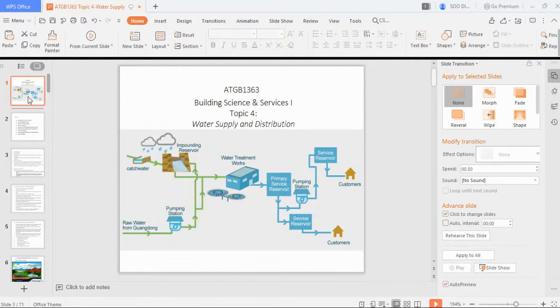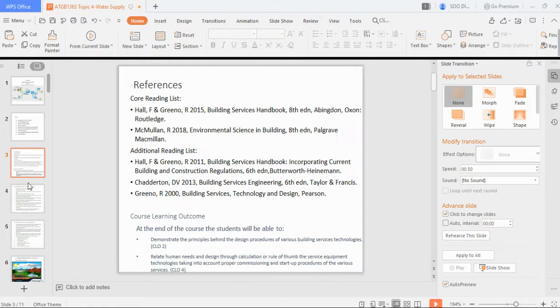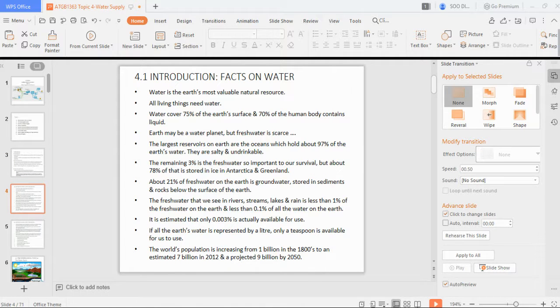So in this topic, if you were to look back at the appendix that I've given to you, the formula list, there's not much calculation in this topic. There's only one calculation. So mostly it's all theory lah. Okay, so let's continue on. This is the first part, introduction, facts on water.